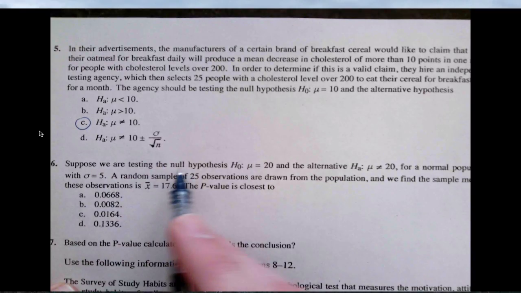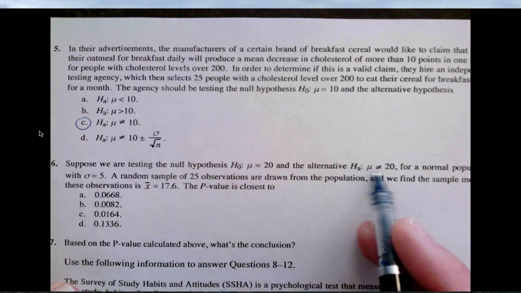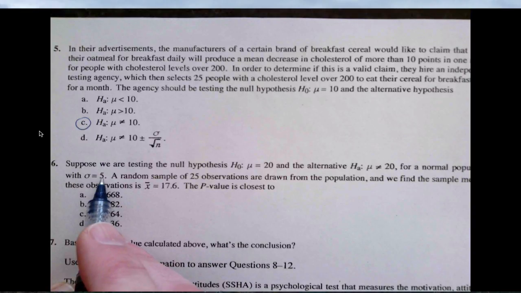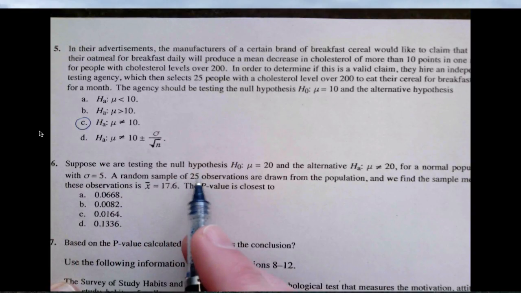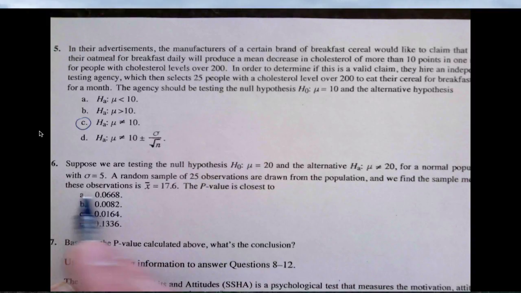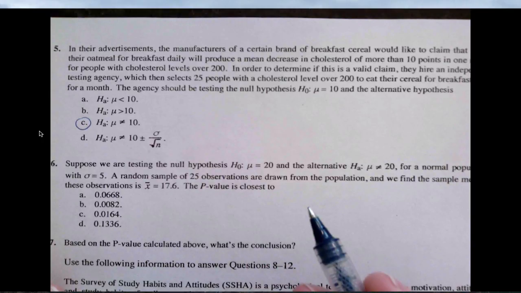Suppose that we are testing the null hypothesis, okay, that the mean is 20, and the alternate hypothesis that it is not 20 for a normal population, standard deviation of 5. The random sample of 25 observations are drawn from a population. We find that the sample mean of these observations, x bar, is 17.6. The p-value is closest to what?